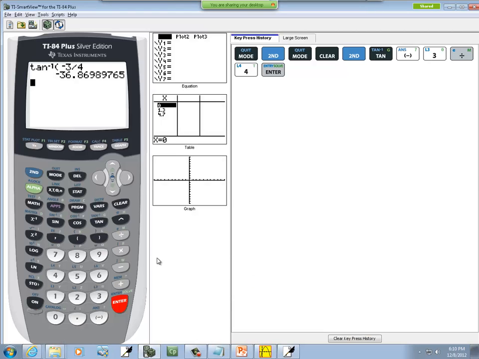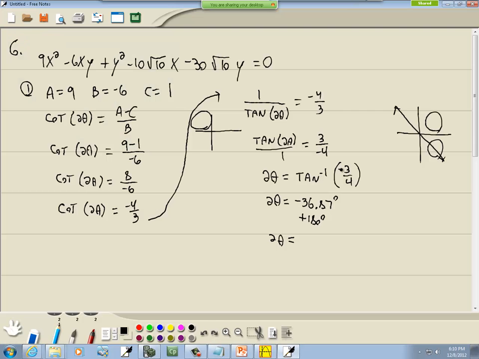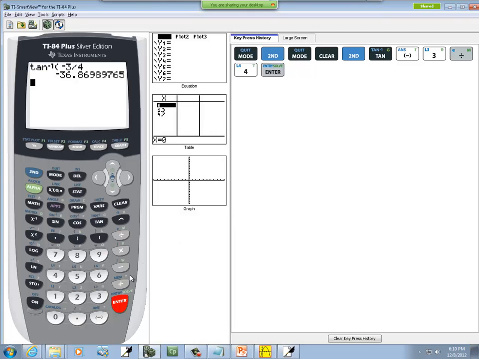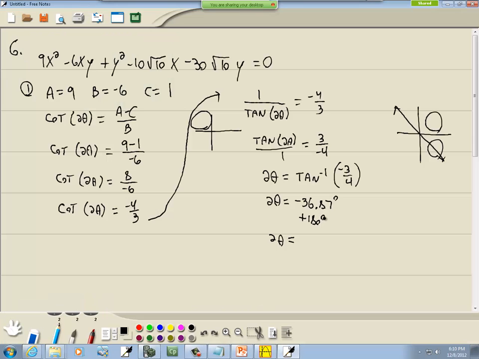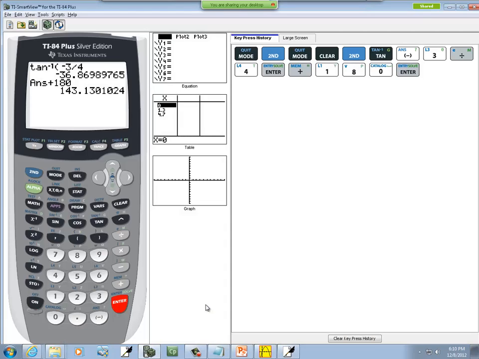Remember the tangent and cotangent, you can add 180 or add pi. So I'm going to do a plus 180, and that gives us 143.13 degrees. And then I want to solve for theta, so I divide both sides by 2. And I'll just round to no decimal places, 72 degrees.